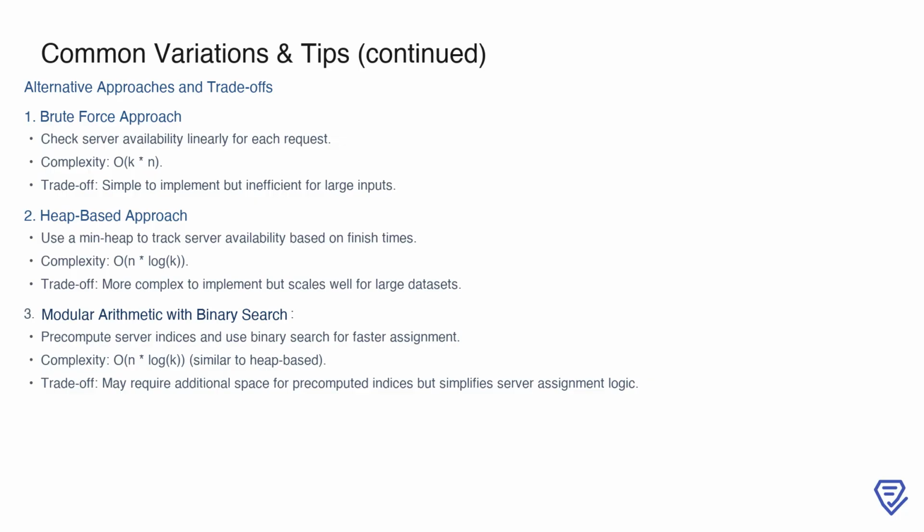Another option is to use modular arithmetic with binary search. By pre-computing server indices and leveraging binary search for faster assignment, you can achieve a similar complexity of O(n*log k). While this method may use additional space for pre-computed indices, it simplifies the logic for assigning servers cyclically, making it another viable alternative for efficient implementation.